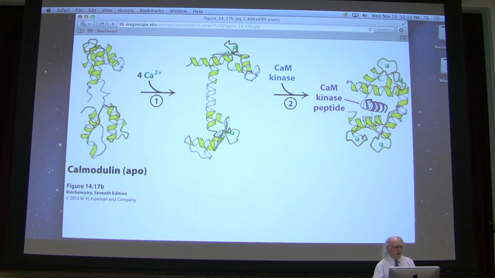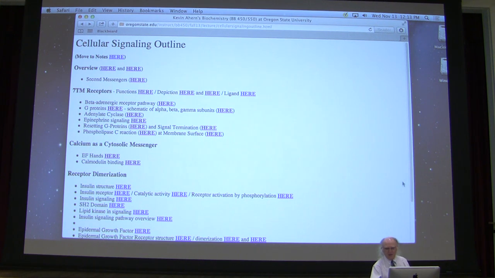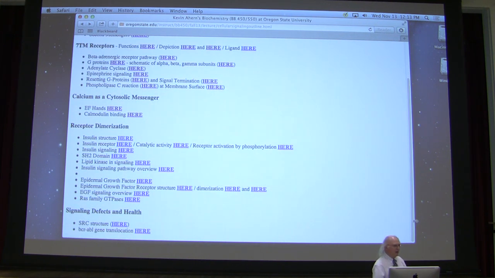Okay. Well, we have finished at this point talking about the 7TMs. So 7TMs are one class of receptor protein that's found inside of cells. We're going to move our attention and talk about some other receptor proteins that are found inside of cells, and they are not 7TMs. The first of these is a protein known as the insulin receptor.